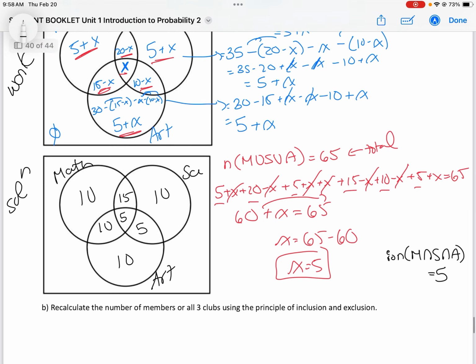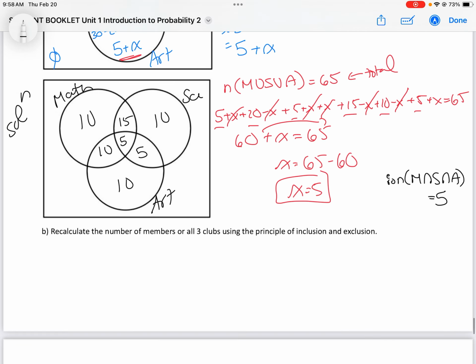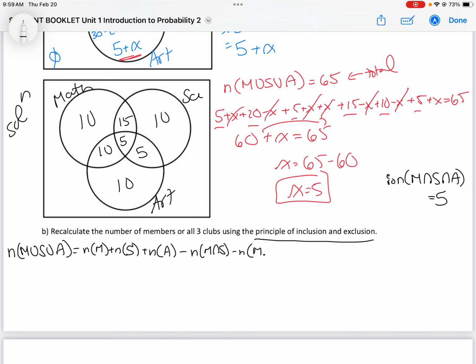Now, what we're going to do here is we're going to do the exact same question, but we're actually going to use the principle of inclusion and exclusion. So, our principle states that the number in math or science or art is going to be the number in math plus the number in science plus the number in art minus the doubles. So, math and science minus number in math and art minus the number in art and science. Then we're going to add back in the triple. So math and science and art.